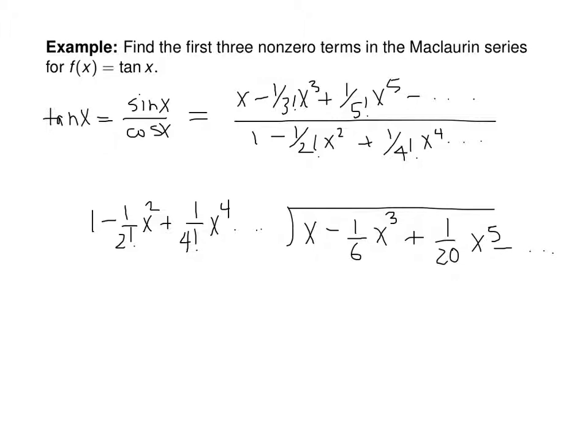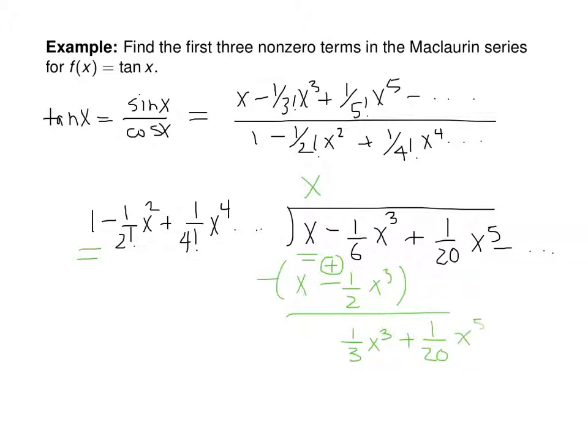So you have to think about what do you multiply the 1 by to make it match x, and that's going to be x. So x times 1 will be x. X times 1 over 2 factorial x squared will be minus 1/2 x to the 3rd. And then you subtract that. Doing 1/6 minus negative 1/2 actually ends up adding 3/6. That's going to be 1/3 x to the 3rd. And then the 1/20 x to the 5th comes down.